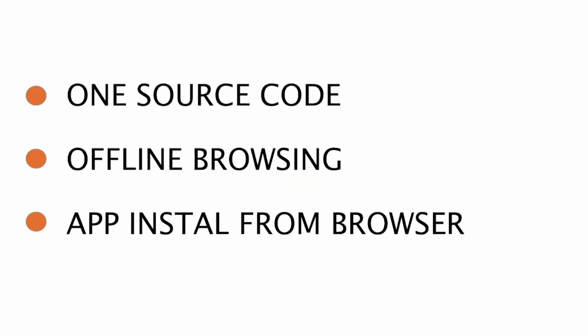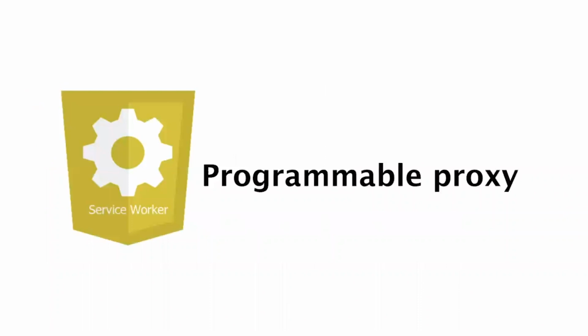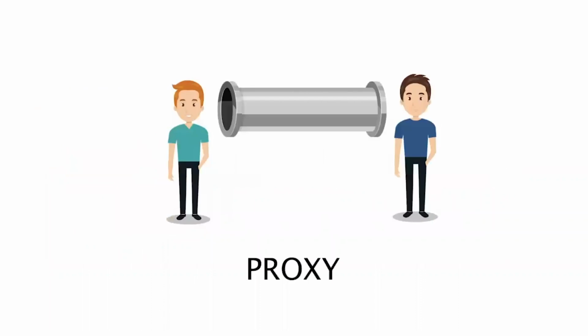Also, PWA allows for offline browsing and the ability to install the application directly from your browser to your home screen. By design, a progressive web application also introduces a service worker, which is a programmable proxy. But let's first define what a programmable proxy is.